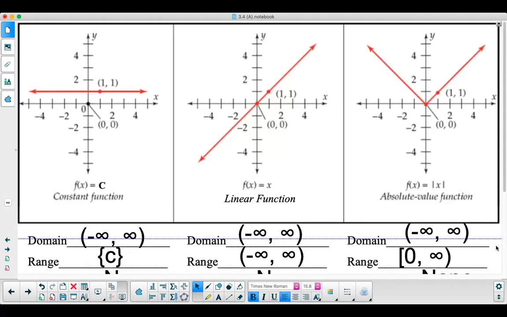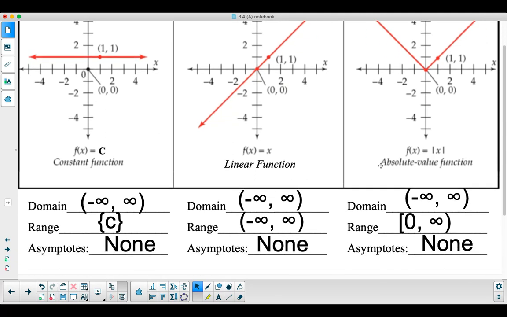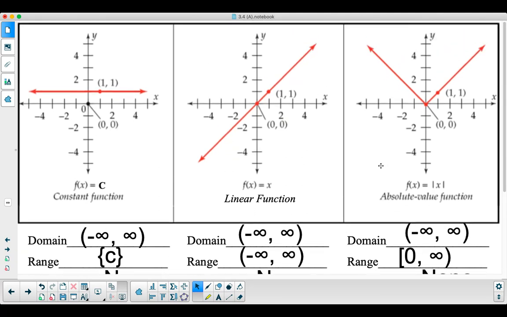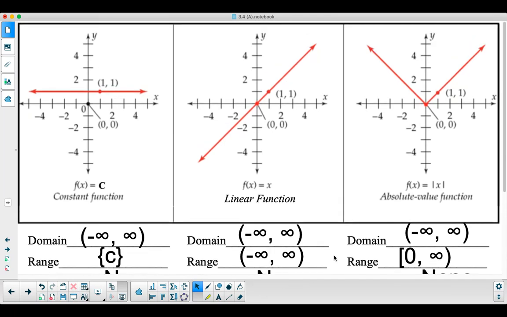So we're going to go through each of these and just talk about the domain, the range, and the asymptotes. So for these first three, I'll explain where the domain and range are coming from, and then as we get to more that have asymptotes, explain where those come from as well. All right, so of your constant function, domain, remember, is any x value that is valid in that function. So for the constant function, any x value can be put into there. So your domain is from negative infinity to infinity.